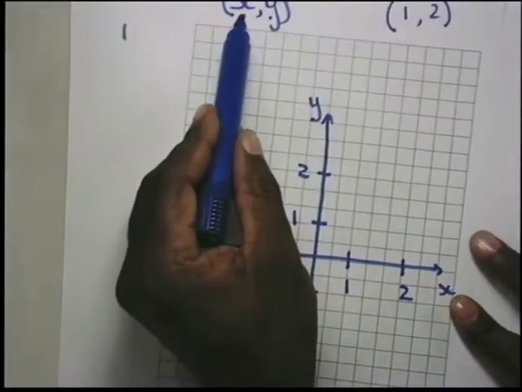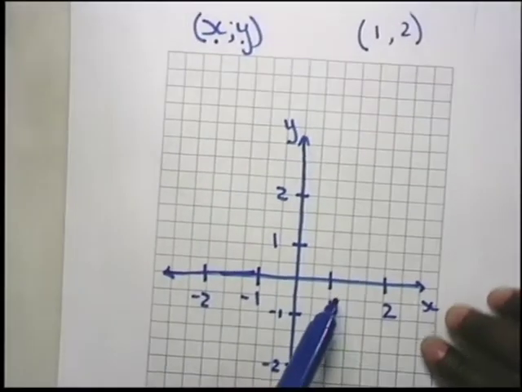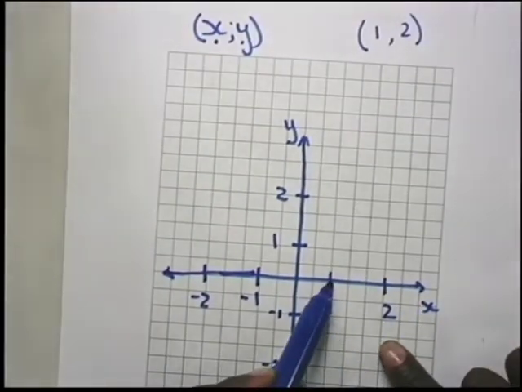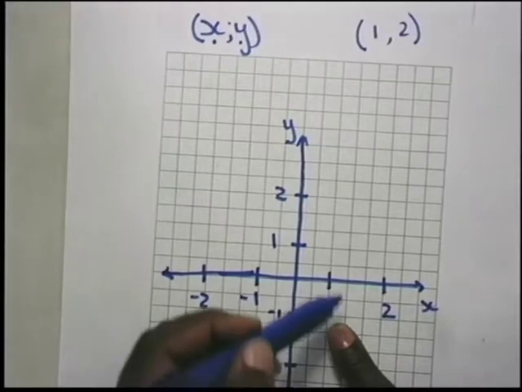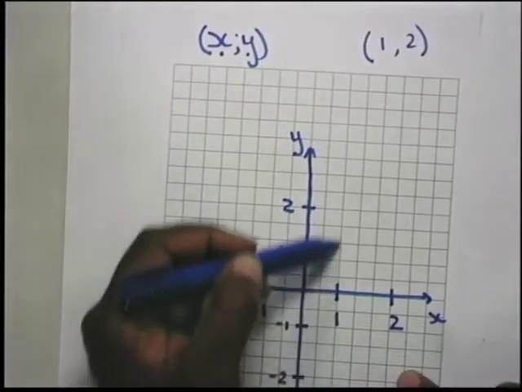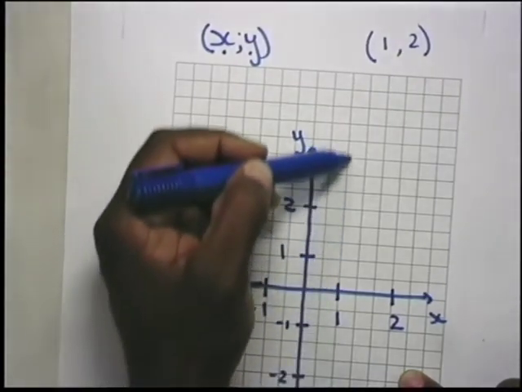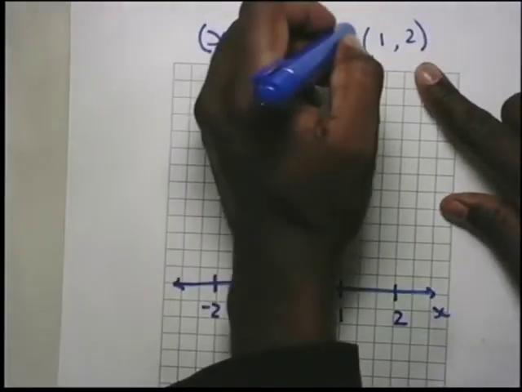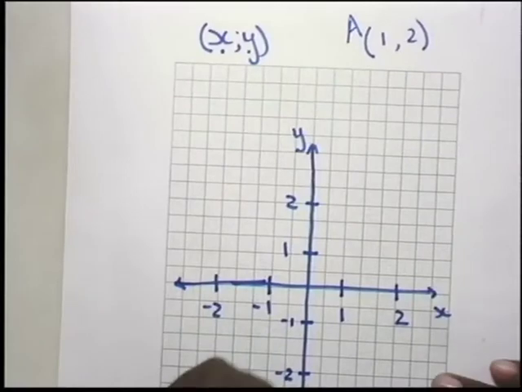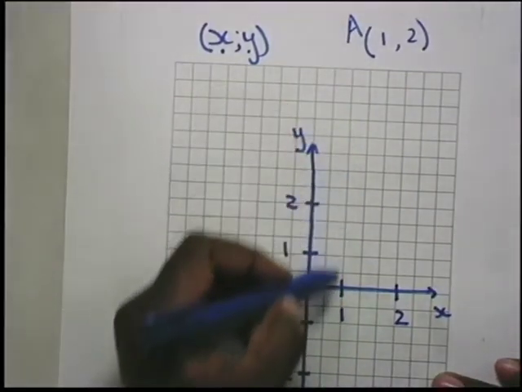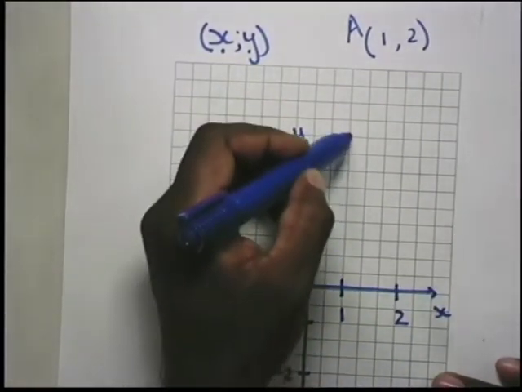So I go to the x-axis. The first value represents the x-axis, so I identify 1. That's where 1 is, meaning along this line here. Anywhere along that line, that's where I find that point. Let's call this point A. Along that line, in terms of x, somewhere along there, that's where it is.